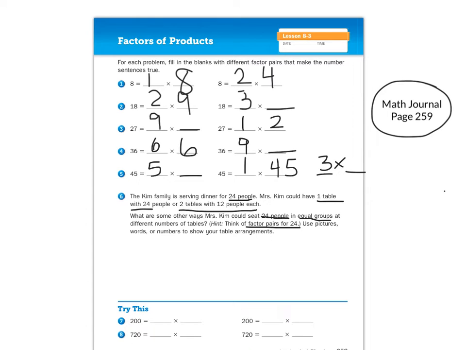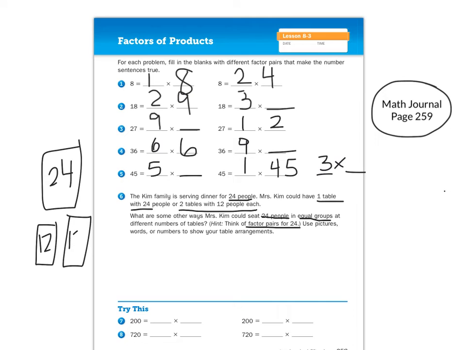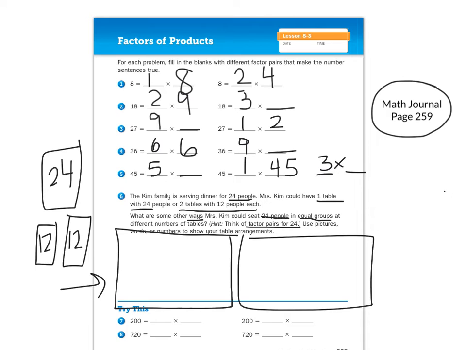So what you can do here is kind of like what we did with the cartons and putting the bottles of juice in the cartons. So we know she could already have, we already know this, she could have one giant table with 24 people. We also know that she could have 2 smaller tables with 12 people. So I'm looking for what are some other ways. Ways is going to mean, hint, hint, more than one way. So let's think of 2 different ways down here. So maybe put way 1 in here and way 2 in here that she could arrange her 24 people.